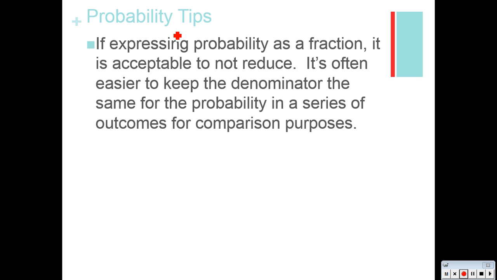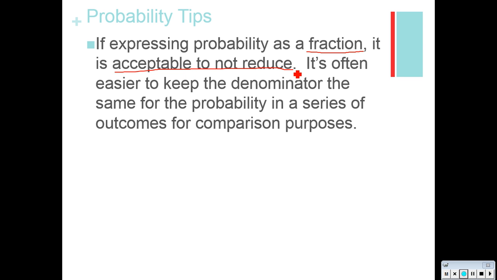So a couple things here, just with tips involving probability. There are a lot of different ways you can write your answers to a probability question. You can write it as a fraction, a decimal, or a percent. We're going to spend most of our time focusing on fractions because that's the easiest way to write it. One thing to keep in mind is that if you're expressing your probability as a fraction, it is acceptable not to reduce.